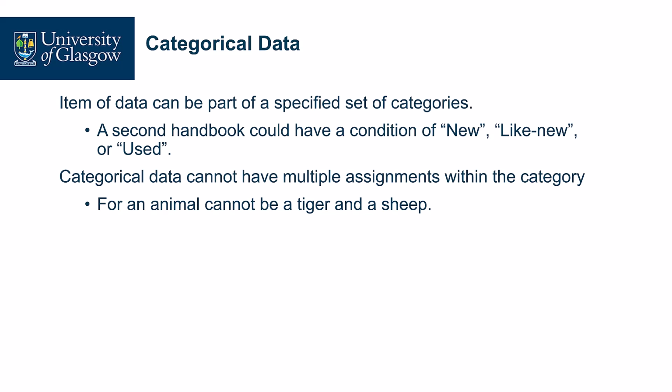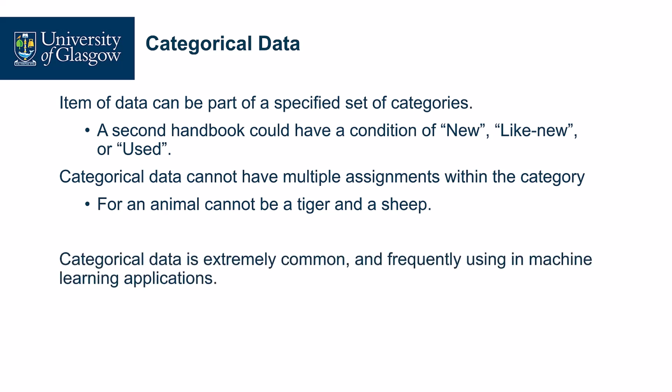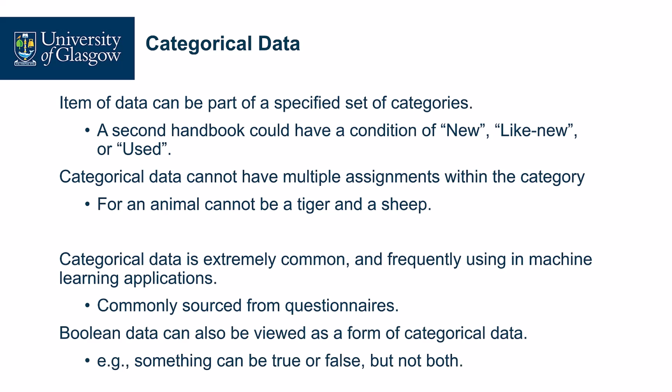So categorical data are very common in machine learning because most of the data in machine learning comes from surveys, let's say from questionnaires, for example. So some of the data are categorical. A special kind, we call it Boolean data. It means it only has true or false. And this is a special kind of categorical data.